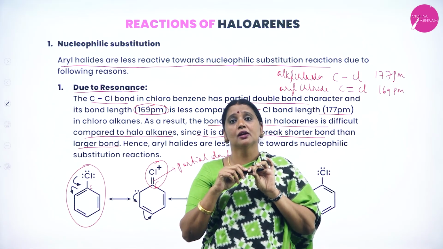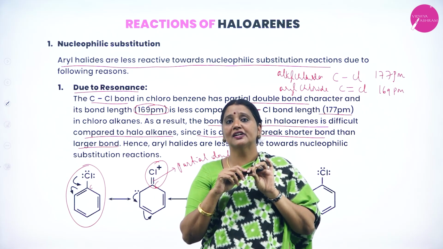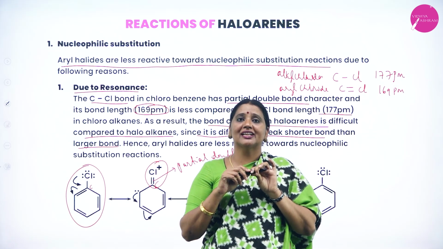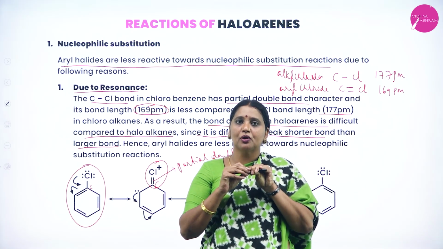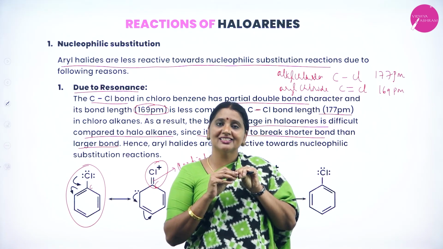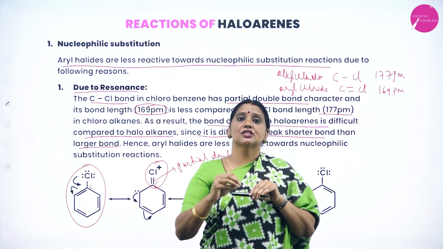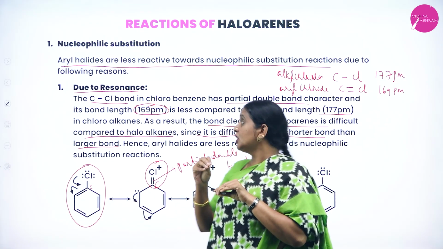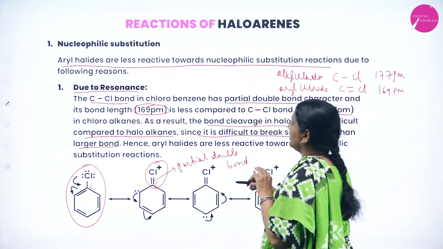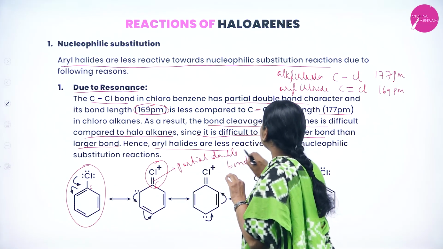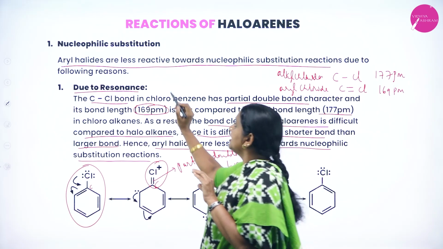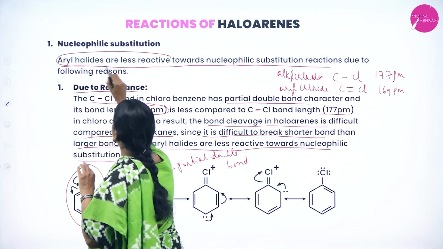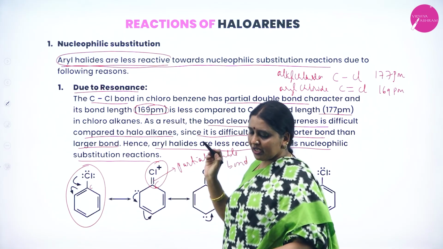In the earlier class I explained that bond length and bond strength are inversely proportional. As bond length is more, it is easy to break. Here, which one has the shorter bond length? The carbon-chlorine double bond has the shorter bond length, 169 picometer, while the carbon-chlorine single bond has 177 picometer. Hence aryl halides are less reactive towards nucleophilic substitution reaction.